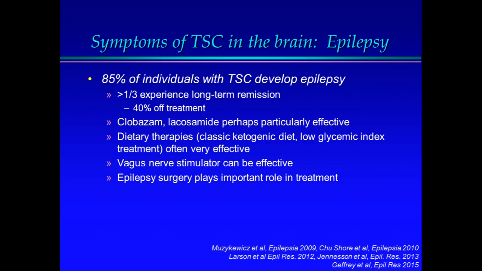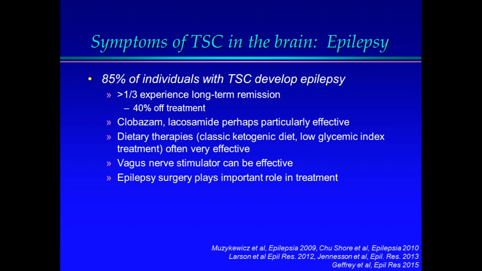Again, this is in our population, and really one of the values of having a large population, and why I'm excited about the TS Alliance Natural History Database and the TSC databases, is you can learn a lot by looking at large populations of people with TS. So we asked, what is the natural history of epilepsy in TS? If I have TS and epilepsy, is that a lifelong thing? We found it's not necessarily.